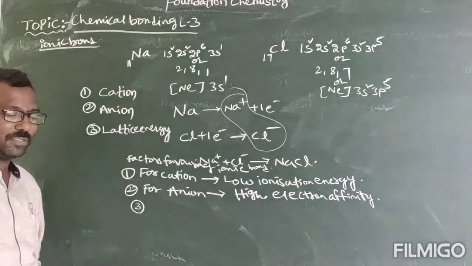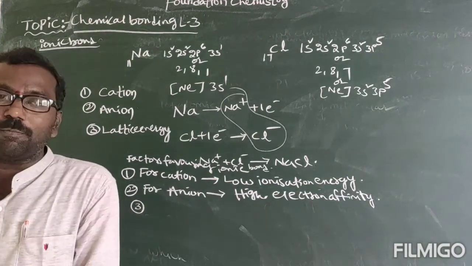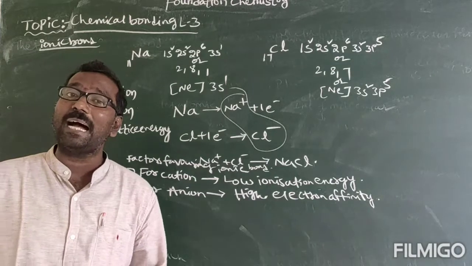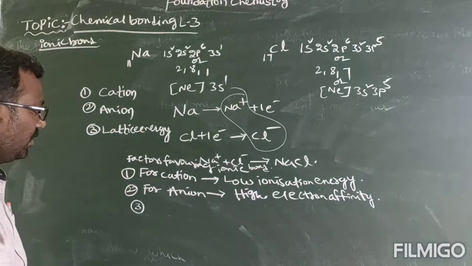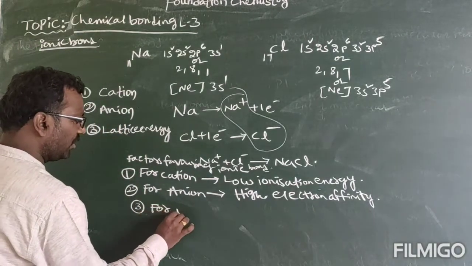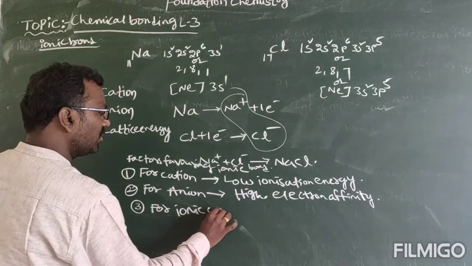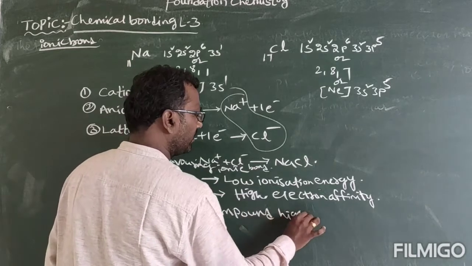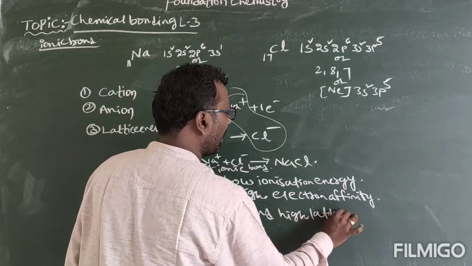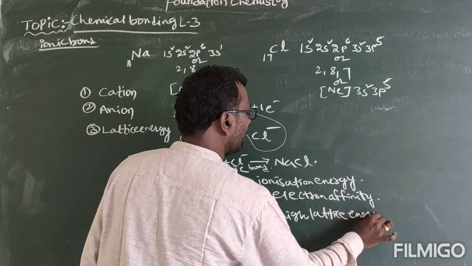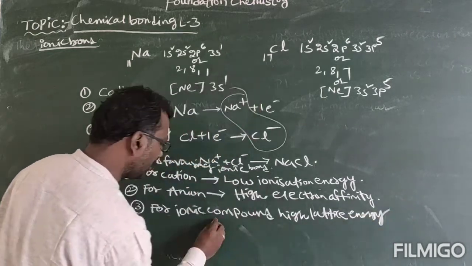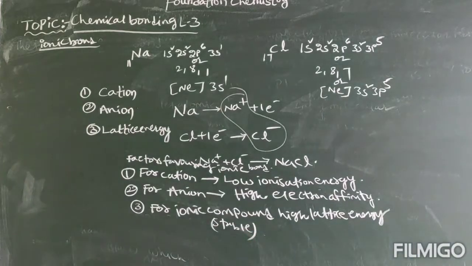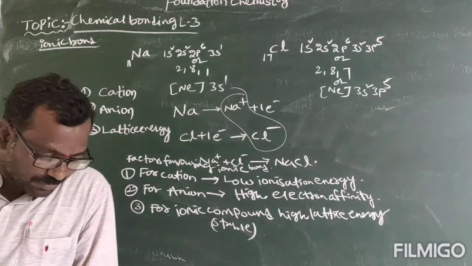And the third one is what? For ionic compounds, high lattice energy. The compounds which have high lattice energy are stable. For ionic compounds, high lattice energy is required. If they have high lattice energy, they will be stable.